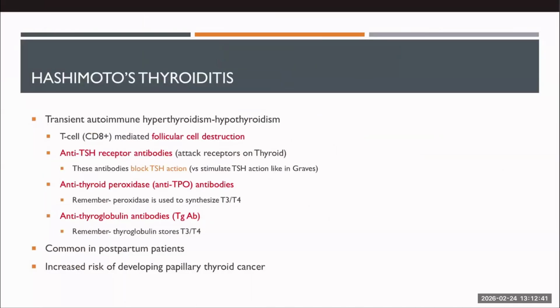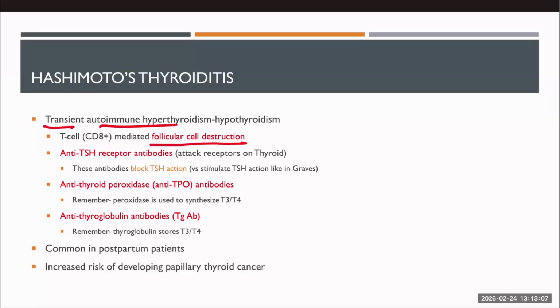We'll do Hashimoto's and we'll take a break. So Hashimoto's is a transient autoimmune hyperthyroid, hypothyroid. It starts off as hyper, and then gradually it goes to a hypothyroid state. What's happening is CD8-mediated follicular cell destruction. So again, autoimmune, we're attacking ourselves, we're destroying the cells.